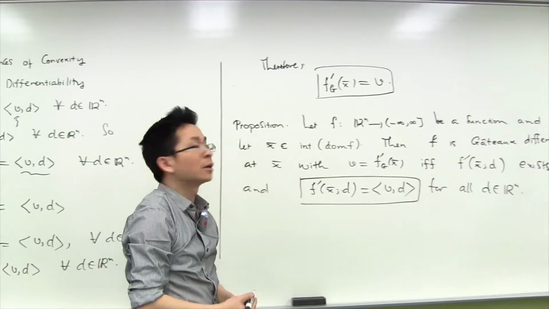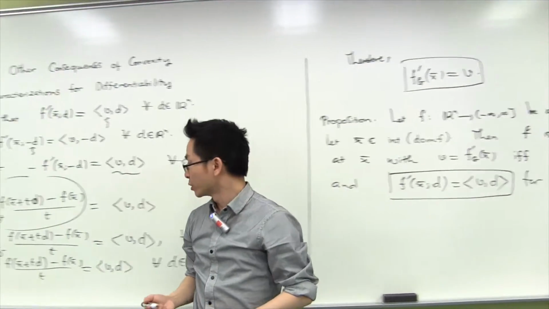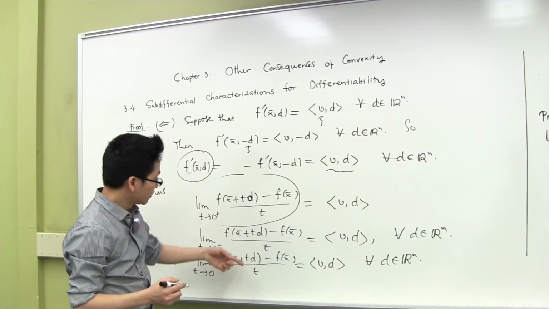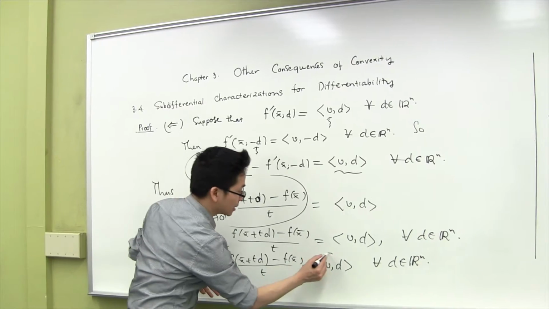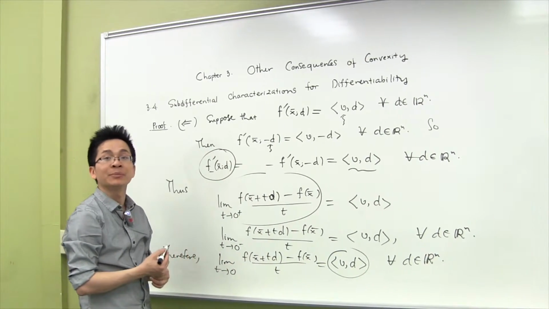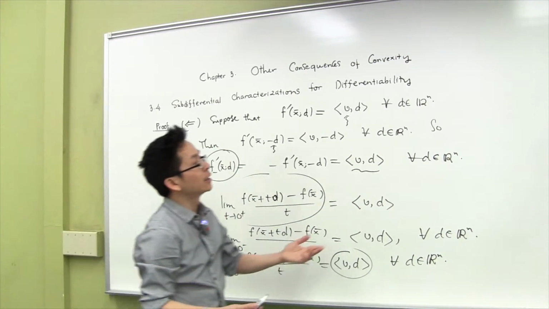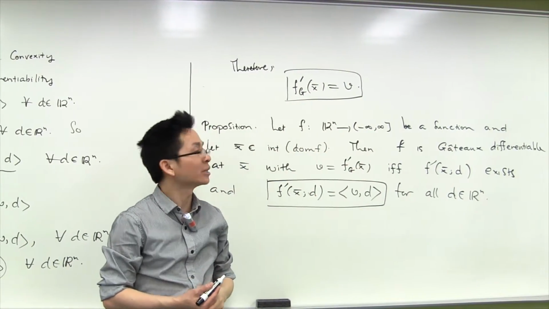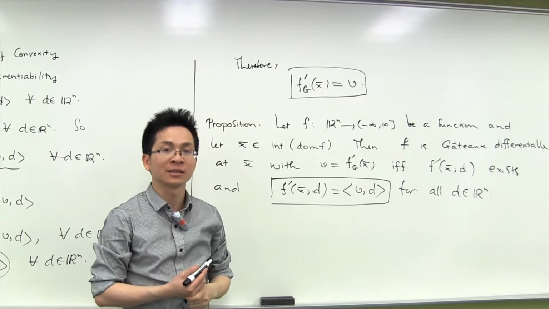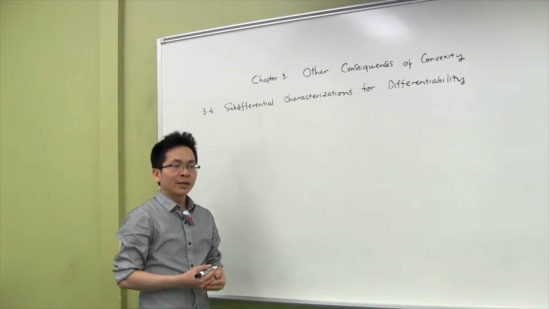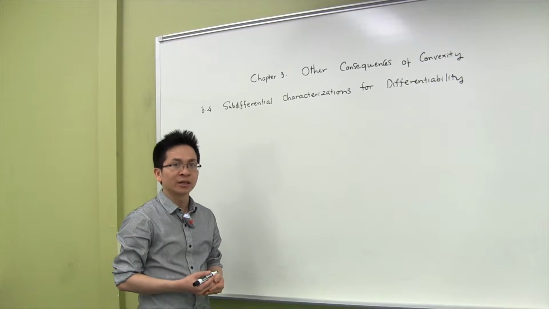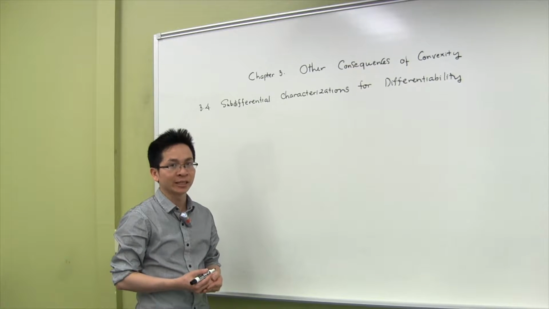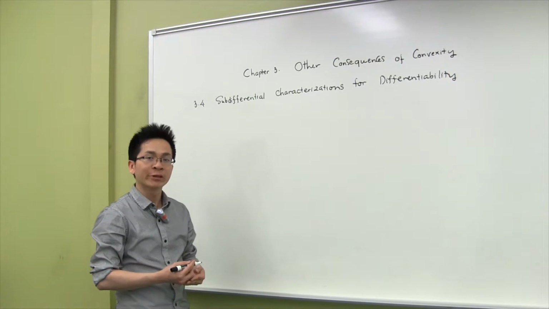Okay, so f is Gateaux differentiable at x bar because this limit exists and is equal to the inner product of v and d, and moreover its Gateaux derivative at x bar is exactly v. So the proof of the proposition is complete. Now I'm going to give the definition of another concept of differentiability called Fréchet differentiability.